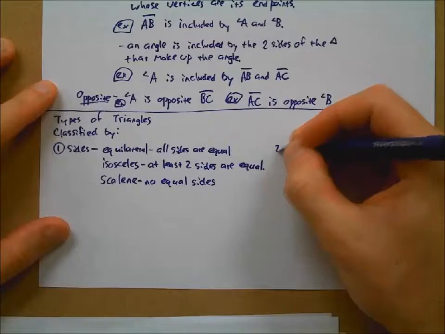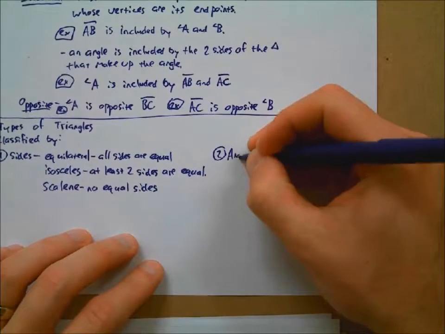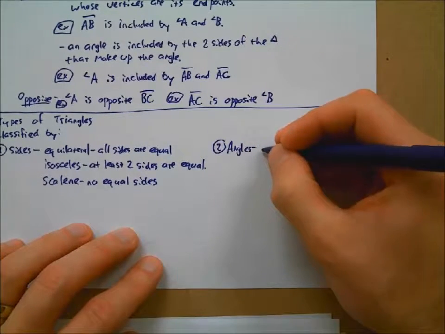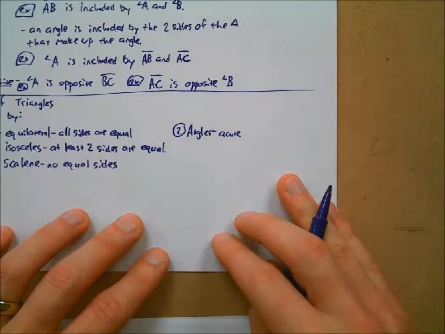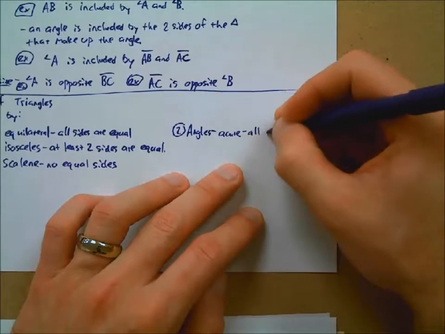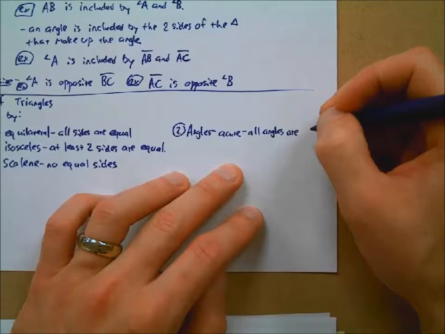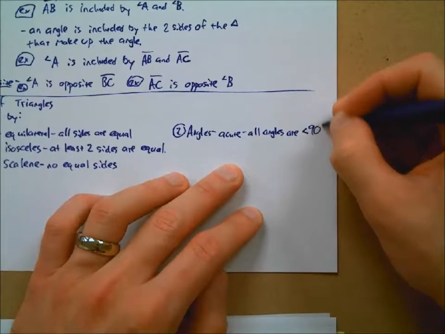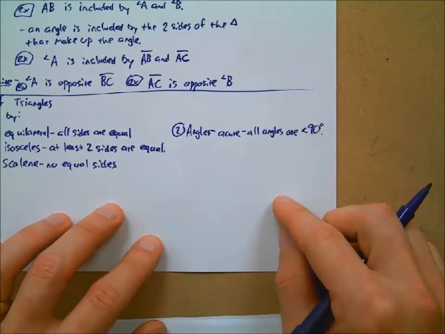By angles, okay, we could call it an acute triangle. Okay, acute just means all angles are less than what? 90 degrees, right? We already know acute from the past, so I'm just going to put it that way. Use the less than symbol and then 90 degrees. All angles are less than 90 degrees. Okay.